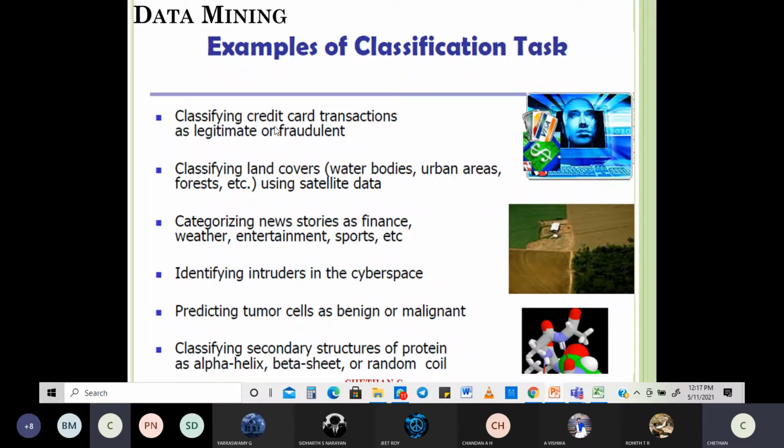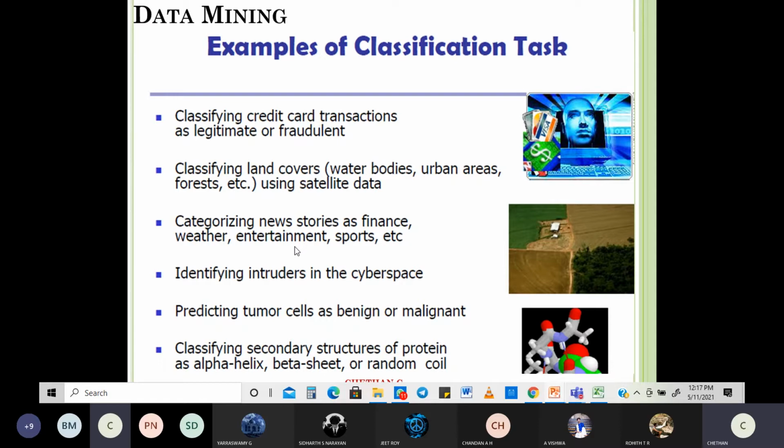One is classifying credit card transactions, classifying the land covers, then categorizing news stories as what? Finance, weather, entertainment, sports. That's what even the newspapers do, right? They classify the entire data based on the headings of our pages. Then identifying intruders in cyberspace, what type of intruders they are. Probably you would have learned all these things in your 4th and 5th semester when you studied your DC, CNS, all those things. What types of intruders do you have? Types of attacks, types of intruders.